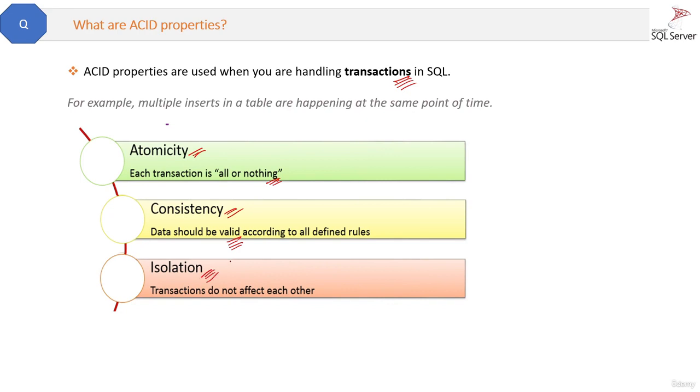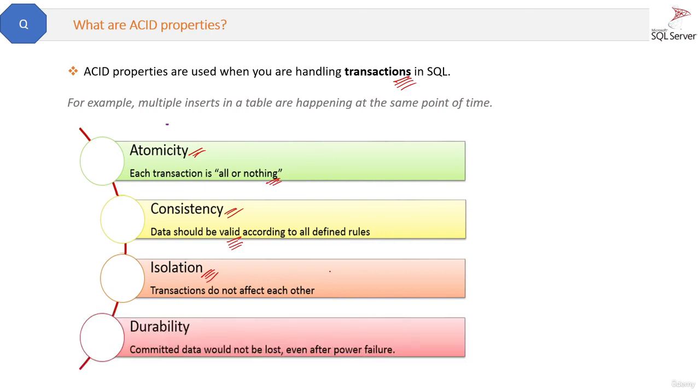The third character of ACID properties is I. I stands for isolation, meaning one transaction should not affect another transaction. So if one user is inserting data in a table, then that must not impact another user's transaction, where the other user is also trying to insert some data in that table. So both these things should happen in an isolated way, because every transaction must be isolated and independent.